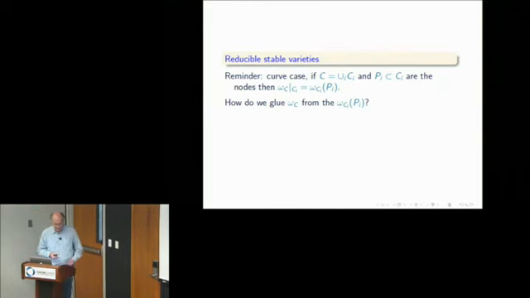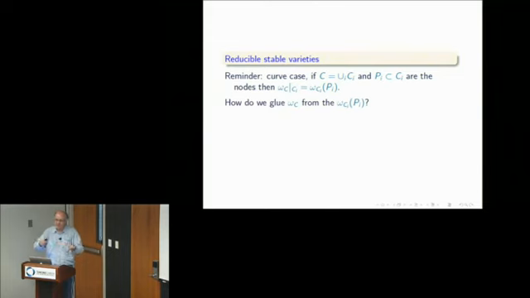Typically, if you have two line bundles on two curves, and these two curves meet, then you still have a choice of some isomorphism, a C-star worth of possible gluings.